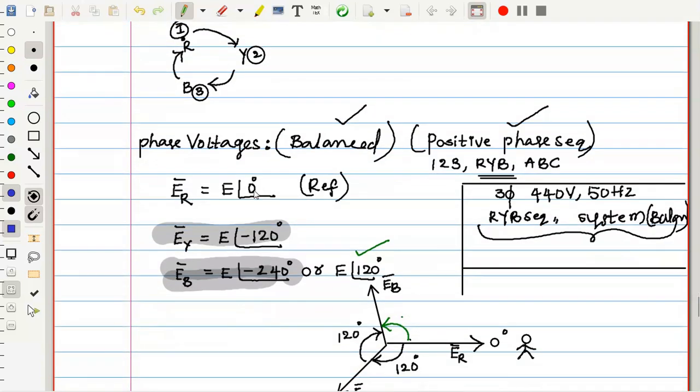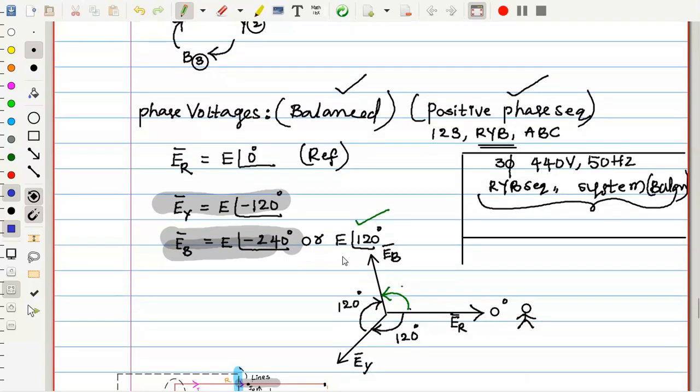For example, ER is equal to E at an angle of 0. I am considering the magnitude as E and the angle as 0. If it is balanced, the next phase voltage must also be equal, E. Similarly, if it is balanced, the angle of the next phase must lag this voltage by 120 degrees, and the next phase further must lag the Y phase by 120 degrees. Thereby we get minus 240, which can also be said as leading by plus 120 degrees. Either way we can refer to it. If we know the phase sequence, we would write it like this. If the phase sequence is opposite, then it may be like this.